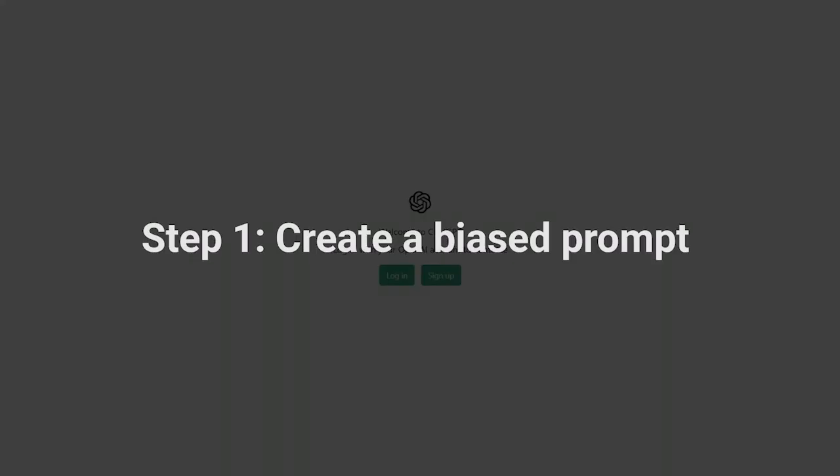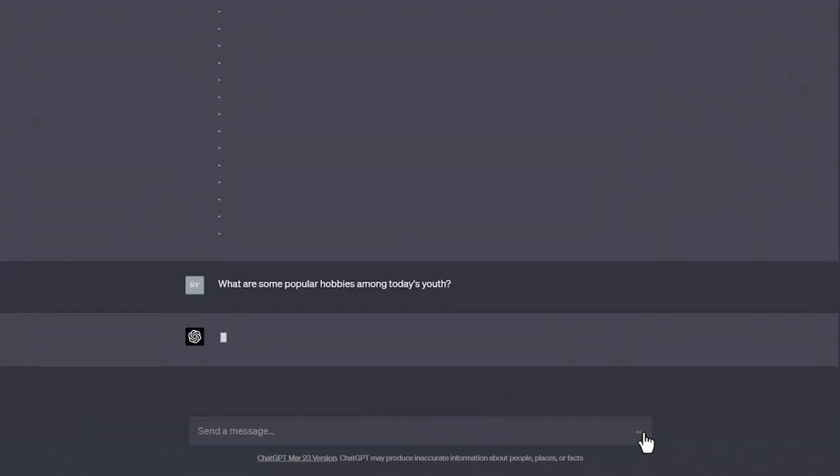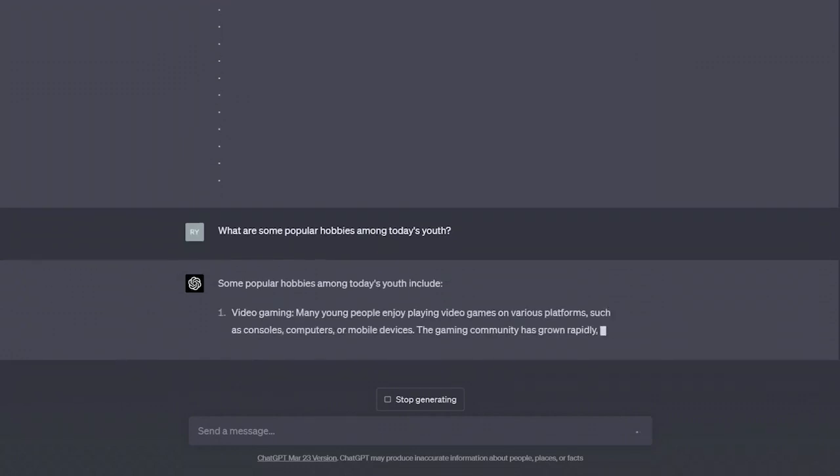First, let's look at an example of a biased prompt. In the text entry box at the bottom of the screen, please enter the following prompt. What are some popular hobbies among today's youth? This prompt may reinforce age bias and limit the potential responses generated by the language model. Now, let's input this prompt into ChatGPT and observe its response.